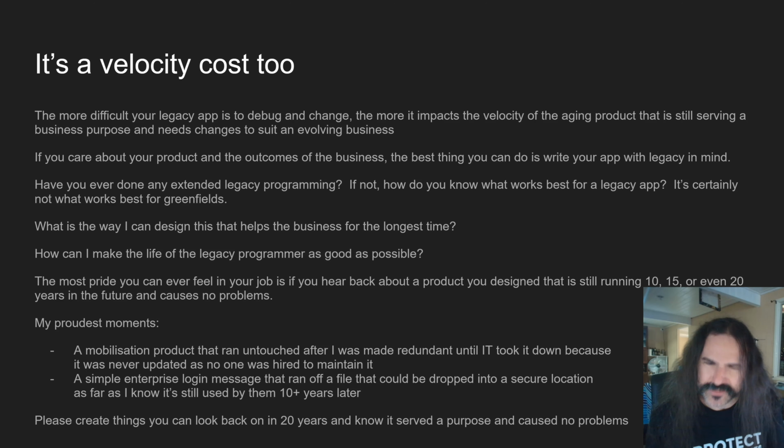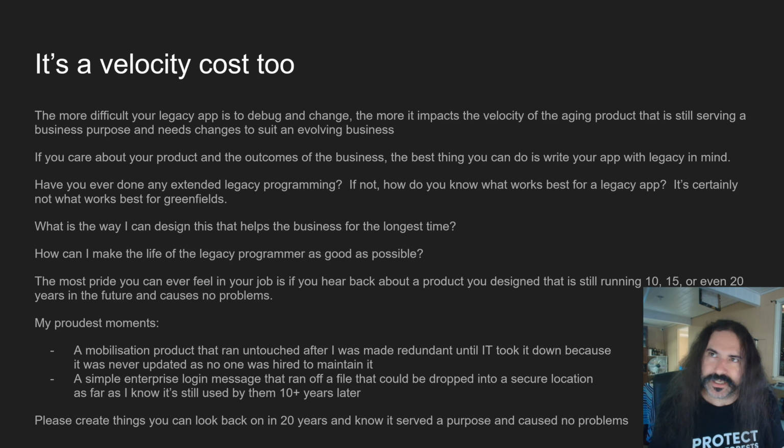And professionally, the most pride I have ever felt is when I hear back about a product I wrote a long time ago, I may have even forgotten about it, and I hear that it still ran or is still running for quite a long time. So the 2 proudest moments I can imagine in my career, one of them was a mobilization product I wrote. It was quite a long time ago. It was AngularJS at the time when that was new and cool.